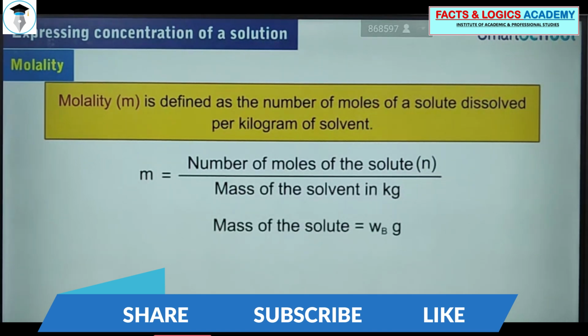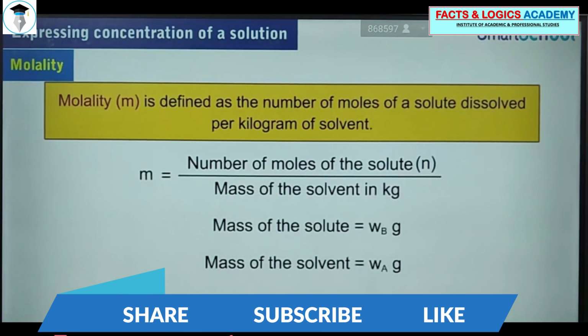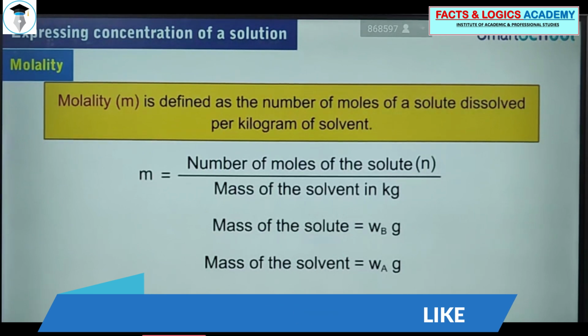If Wb grams of the solute is dissolved in Wa grams of the solvent, then the expression for molality becomes m is equal to Wb divided by the molar mass of the solute multiplied by 1000 by Wa.